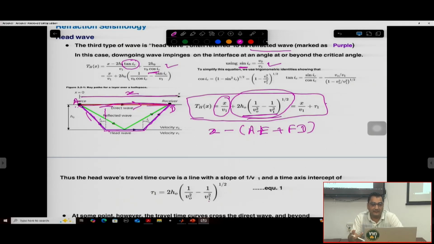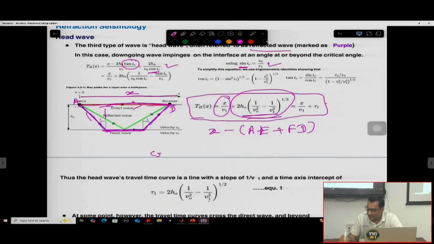So why is it happening? Because some part of the head wave is traveling in the high velocity layer. That is why it starts coming earlier than the direct wave after a certain distance. And that minimum distance at which the head wave comes earlier than the direct wave is known as the crossover distance. And there is also a concept of critical distance.